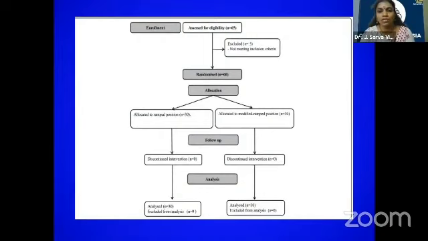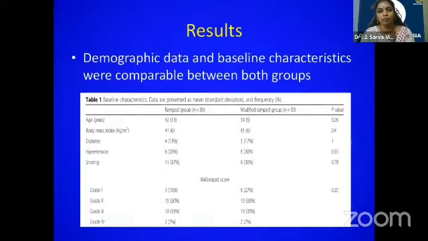It consisted of 60 patients who were randomized, 30 in each group. And the results, as we can see: the demographic data and the baseline groups were comparable in both groups, all having a p-value greater than 0.05.